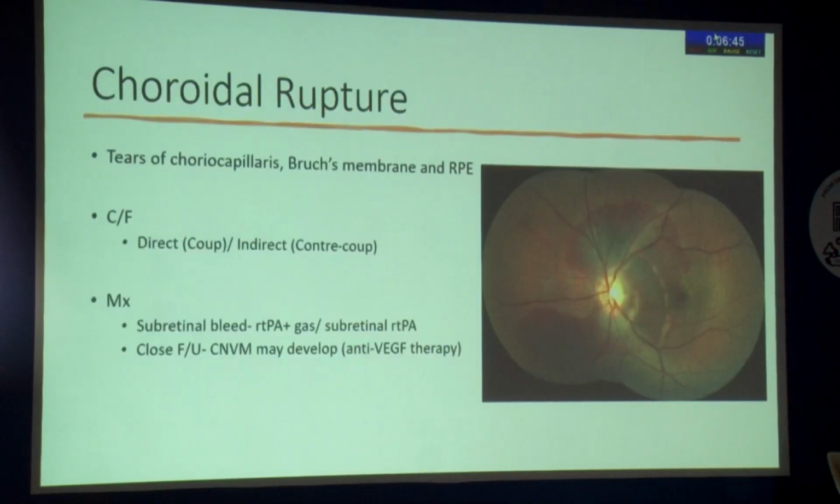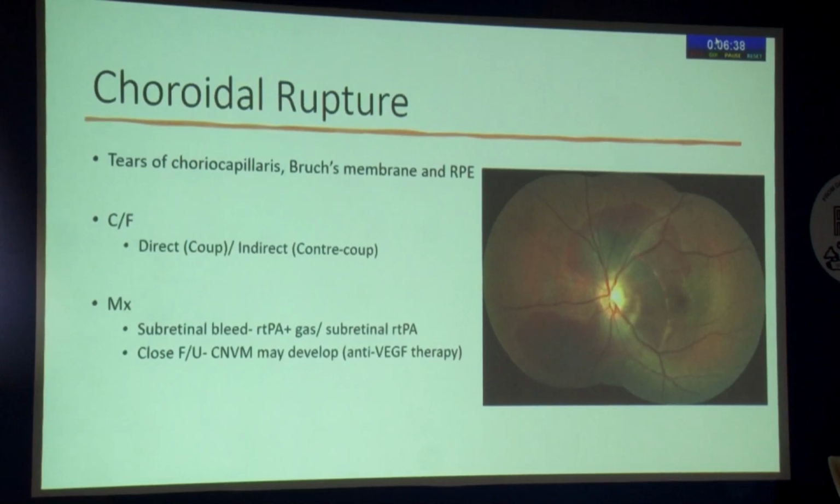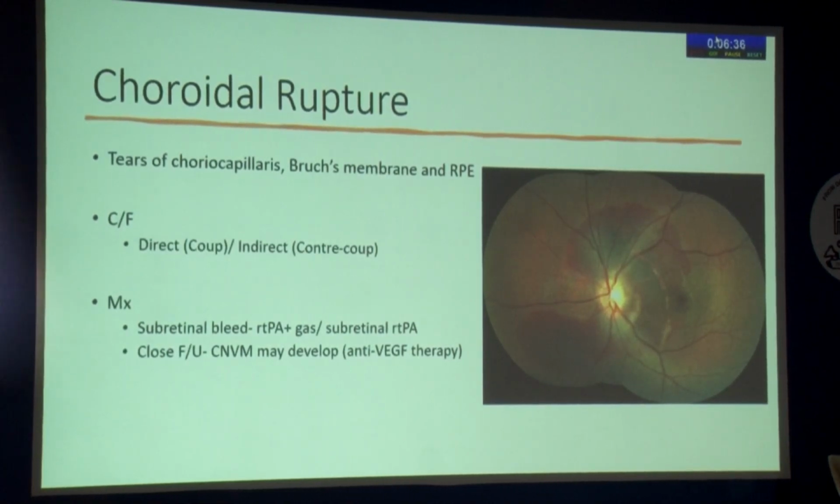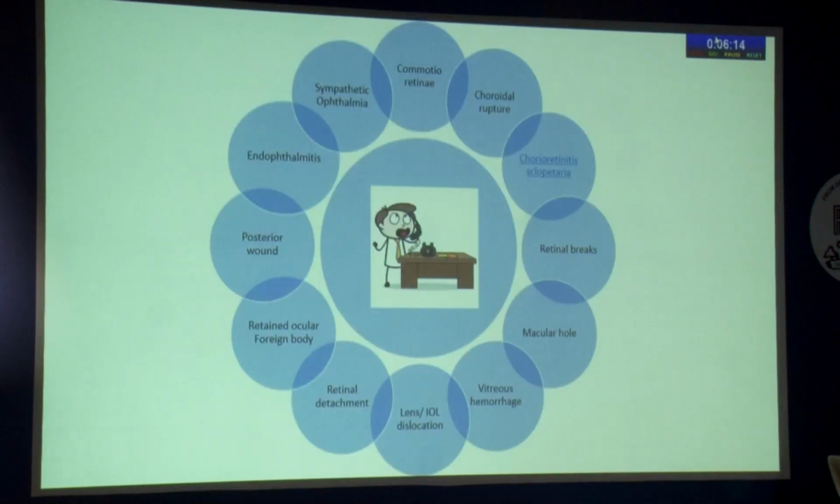Now next is the choroidal rupture, which can be direct or indirect. Indirect is more common, and they are around the optic nerve head. If they are passing through the fovea or through the papillomacular bundle area, that could lead to a decrease in vision. If it is associated with massive subretinal bleed, then one can either do a pneumatic displacement or consider subretinal surgery along with TPA injection. One needs to follow up these patients very closely because CNVM can develop anytime later in the future at the edges of the choroidal rupture.